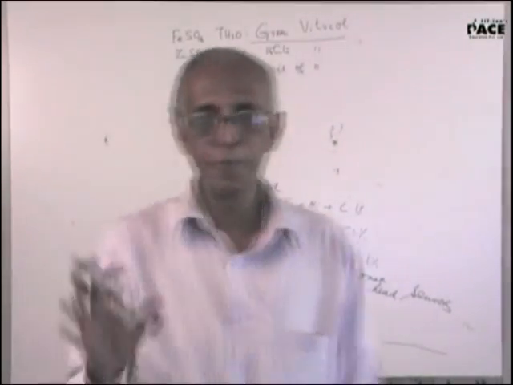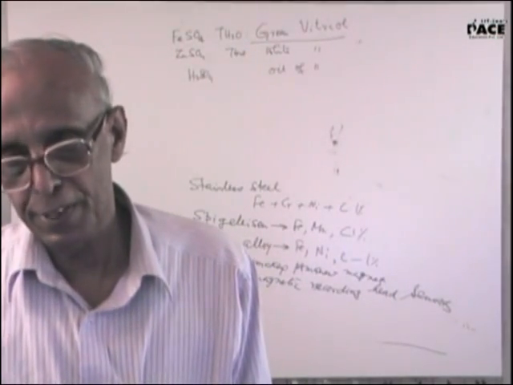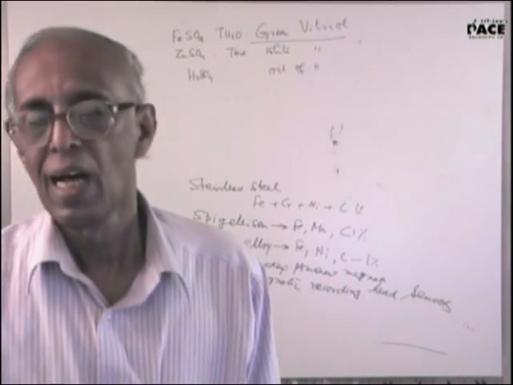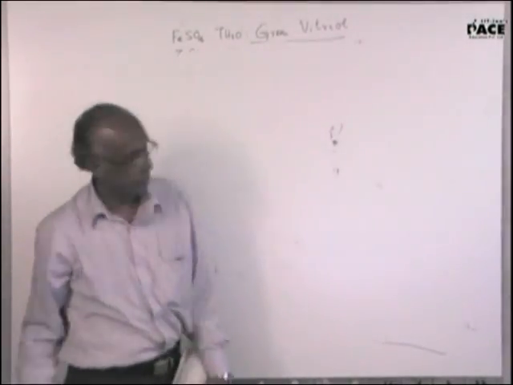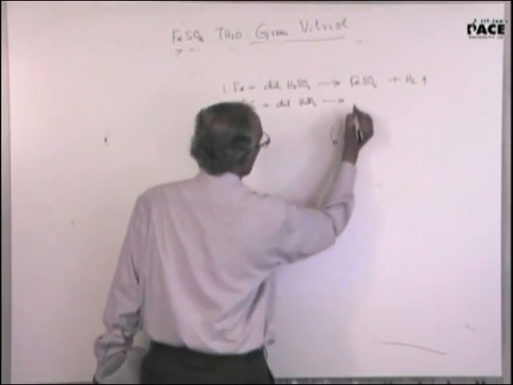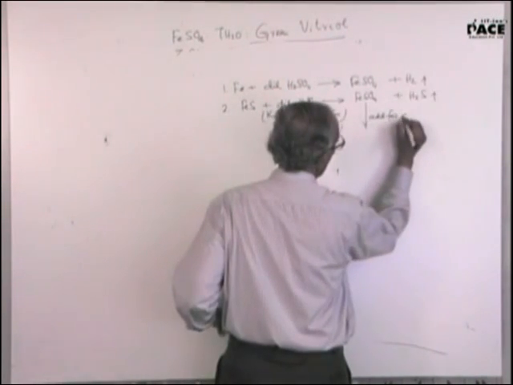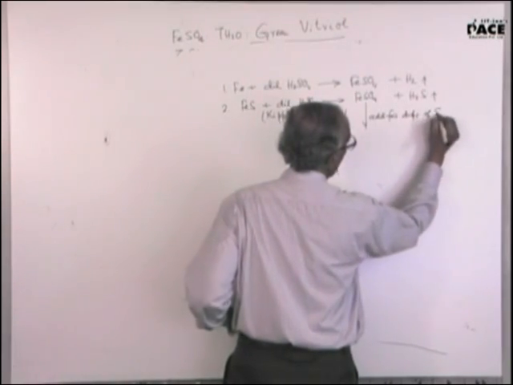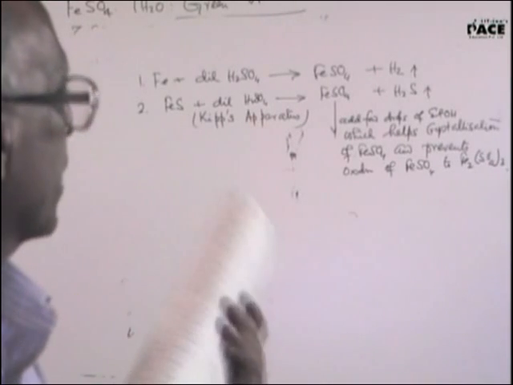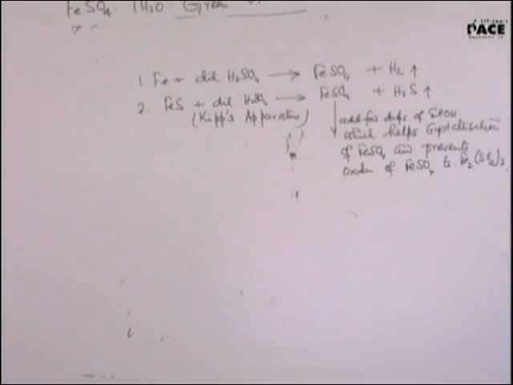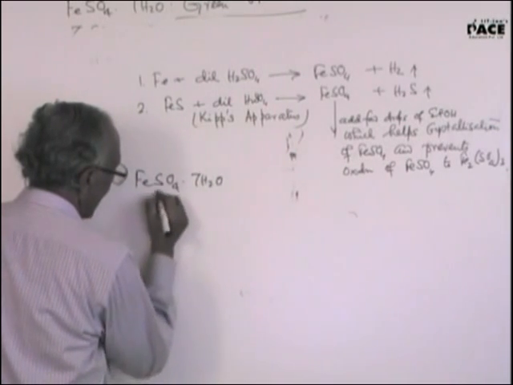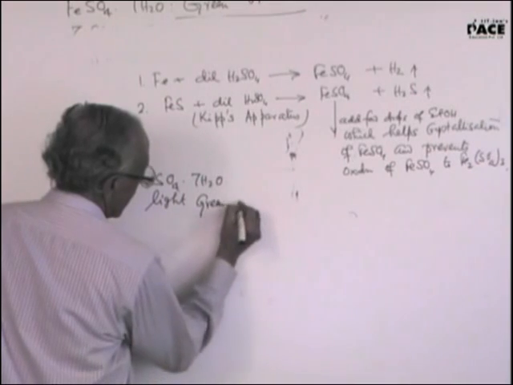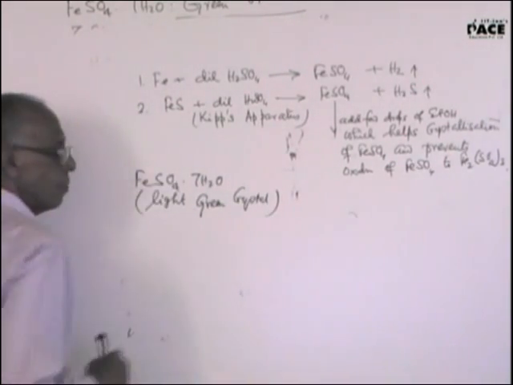There are four vitriols: copper sulfate pentahydrate, blue; zinc sulfate, white vitriol; ferrous sulfate heptahydrate, green vitriol; and sulfuric acid is oil of vitriol. It helps crystallization of ferrous sulfate and prevents oxidation of ferrous sulfate to ferric sulfate. Ferrous sulfate heptahydrate is a light green crystal.